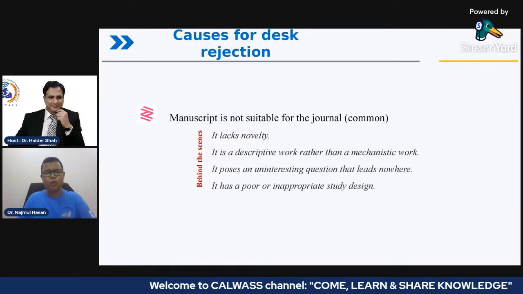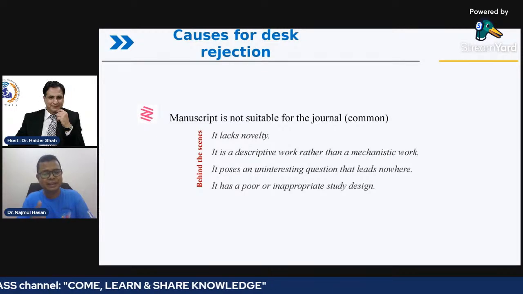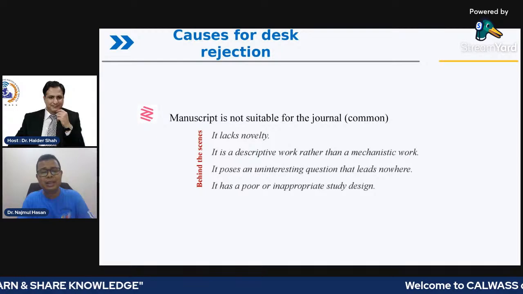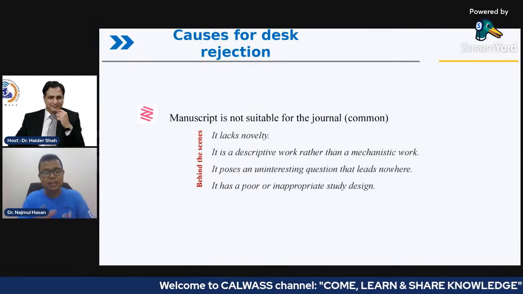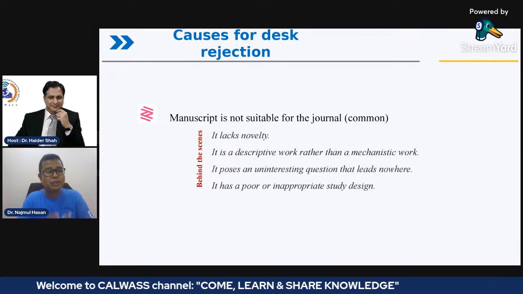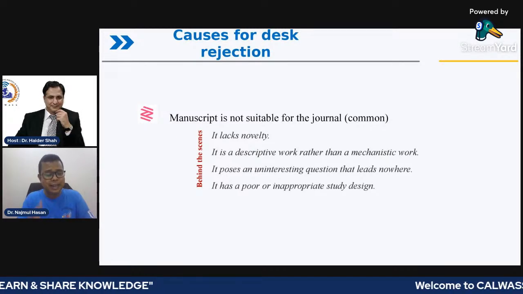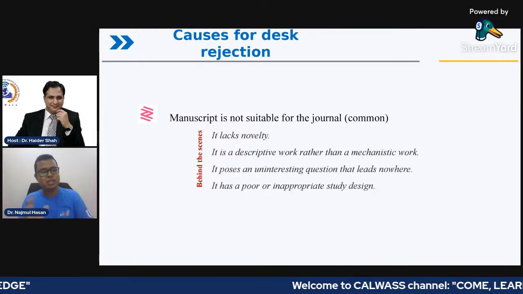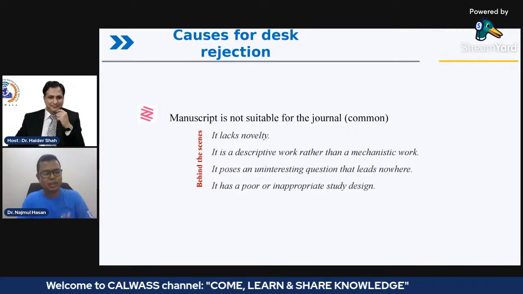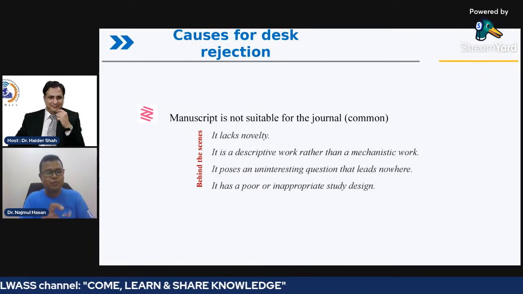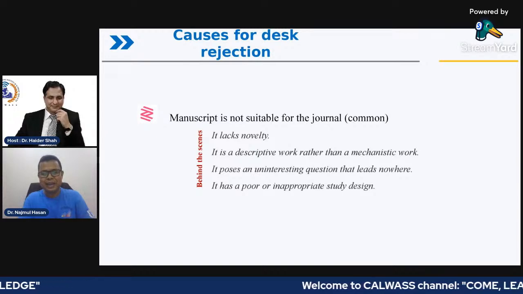Why actually is there desk rejection? The main desk rejections are lack of novelty, and a descriptive work rather than a mechanistic work. I told you in the previous study design slide to please make sure your study design is excellent. If your study design is excellent, I mean your paper is a mechanistic work rather than descriptive, I think it will not get a desk rejection, right? So please once again follow a quality study design, the mechanistic work.